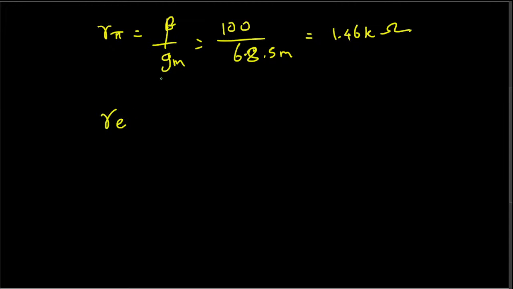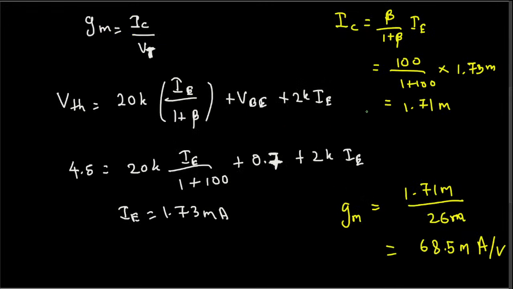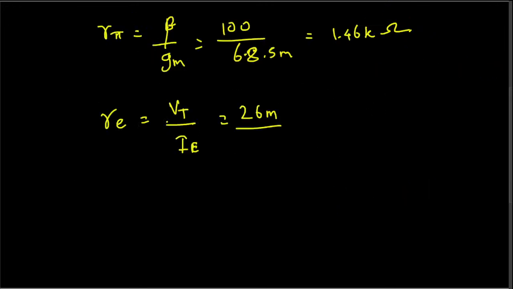And the next one we have to calculate is RE, the emitter resistance, that is VT, the thermal voltage, over the emitter current. The thermal voltage is 26 millivolts, and the emitter current IE, we calculated to be 1.73 milli. Plug that in, you will end up getting 14.5 ohm resistance. And that's it for this video.